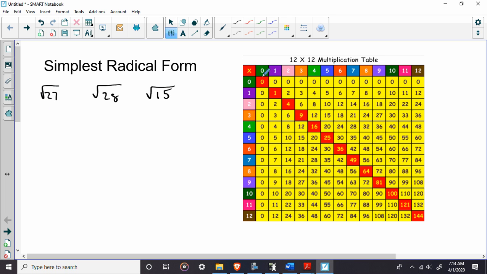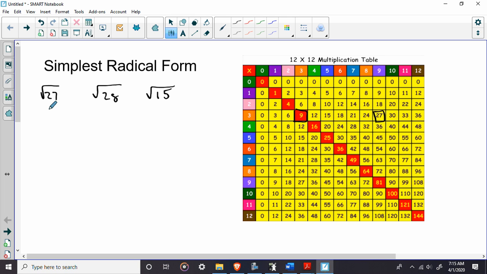Number 27, is that one of my red numbers? No. So it will give me an irrational number. Are there any of these numbers that go into 27? So let's look for 27. Do we see any 27s on the list here? There's 27. So one way of making 27 is saying 3 times 9. Are 3 or 9 one of those numbers? Yes. Right there. 9 is one of those numbers, right?